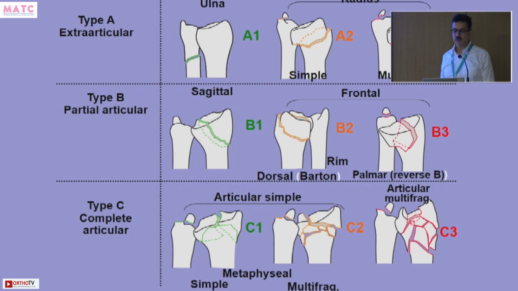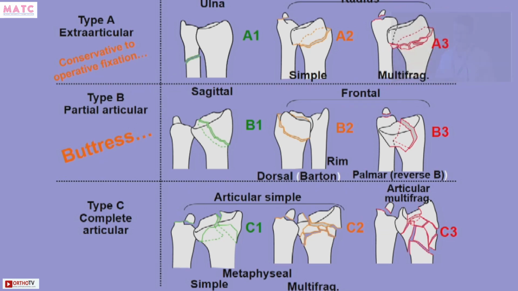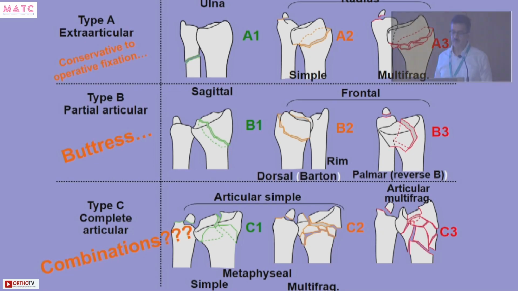Okay, so summarizing this, this is the AO classification. If you want to go for A1, 2, 3, then conservative to operative treatment, whichever you want to choose. If it is a type B fracture, then you have to do buttress plating, either dorsal or volar buttress plating, depending on the fracture type. And if it is an intra-articular combination with metaphyseal involvement, you have to use fragment-specific fixation or a combination of all these methods, whichever is suitable.